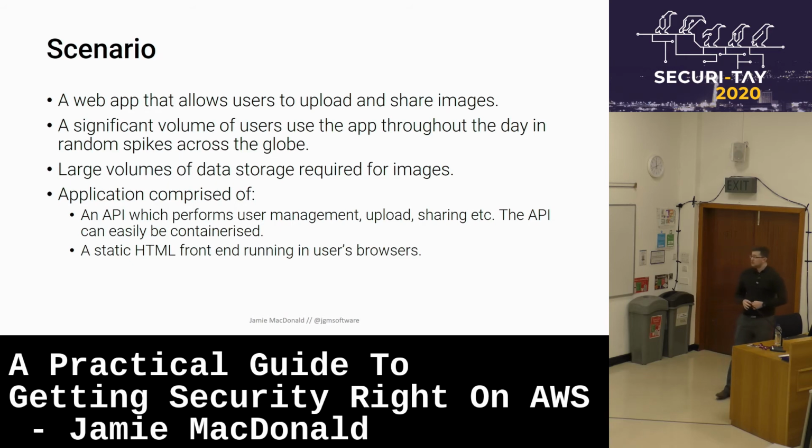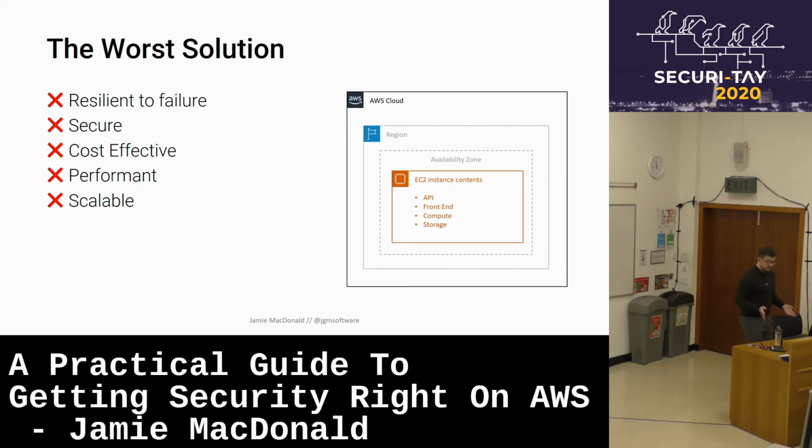We know we are going to need large volumes of data storage for keeping all the images, and our app is split into two parts. There's an API that does your user management, your upload and your sharing, and we know from the spec that it can easily be containerized, and then a static HTML front end that runs in the user's browser as well. So what's the worst possible solution that we could come up with for this? So we'll start with this, and then we'll see how we can work to improve it. So let's start off with a single EC2 instance running all of this in a single availability zone in one region.